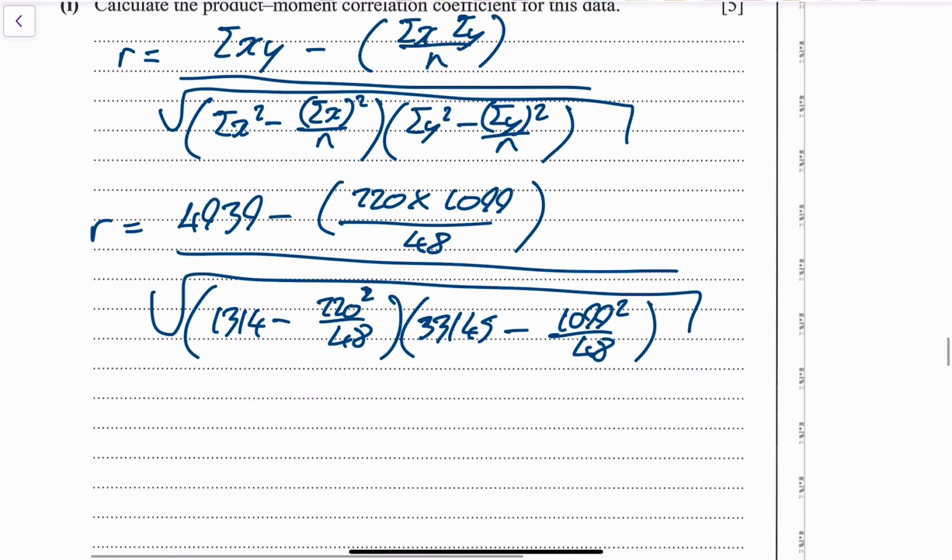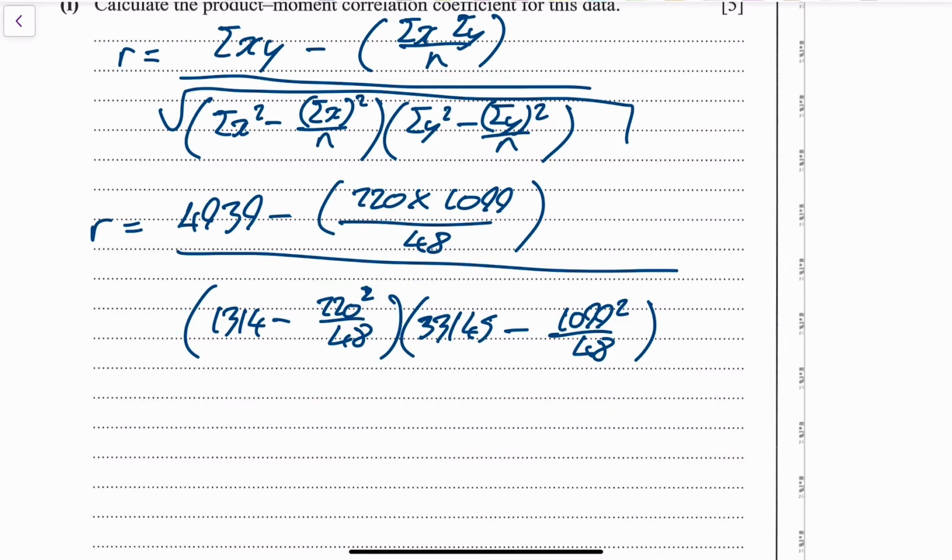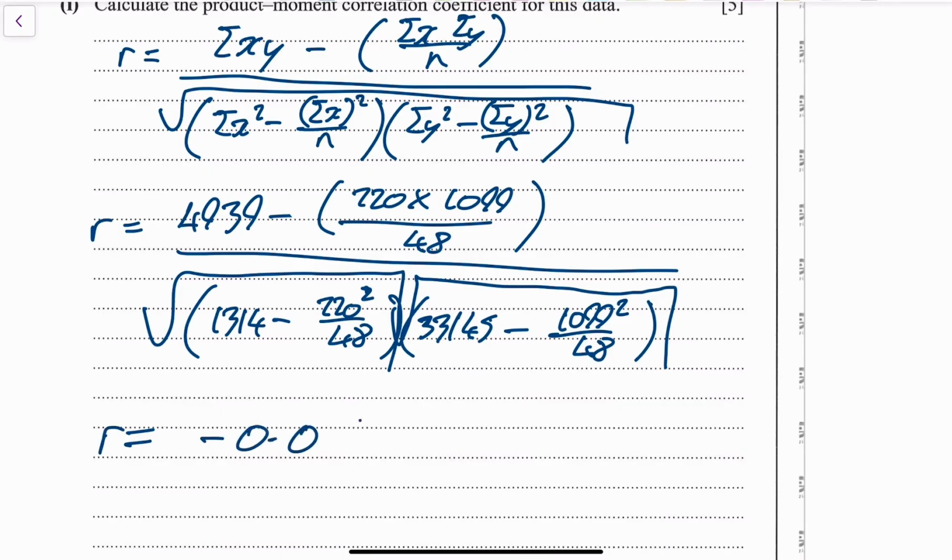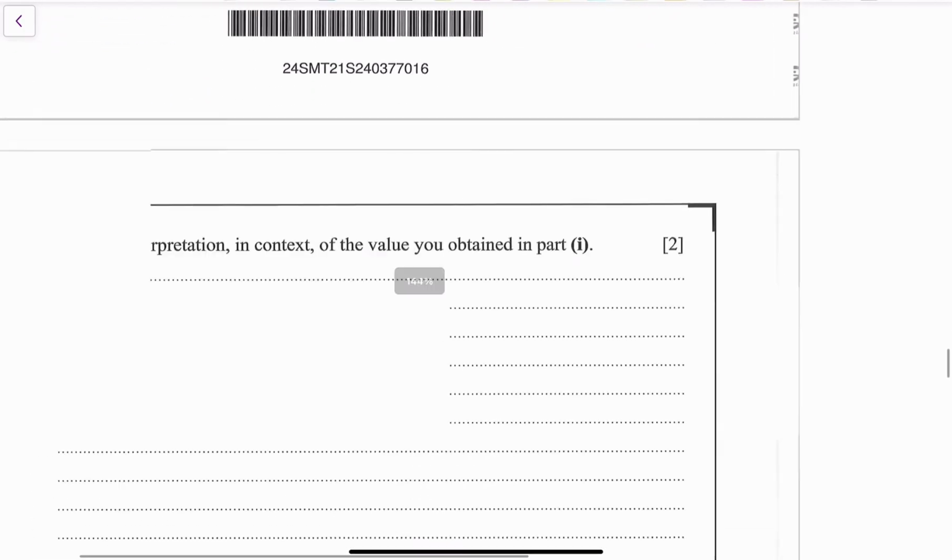Now, I found that awkward to put in my calculator. My calculator wasn't playing ball. So what I could do is split this into two roots. Root of this thing and then times root of this thing. It made it a wee bit easier if I put it in my calculator that way. And I did that, and I got r is equal to minus 0.0628 to 3 sig figs. Okay, so pretty close to zero. That indicates pretty much there's no correlation, and I think that's what they ask us next.